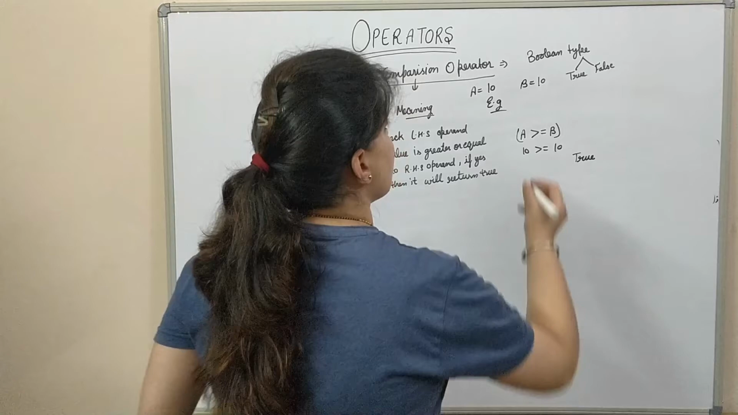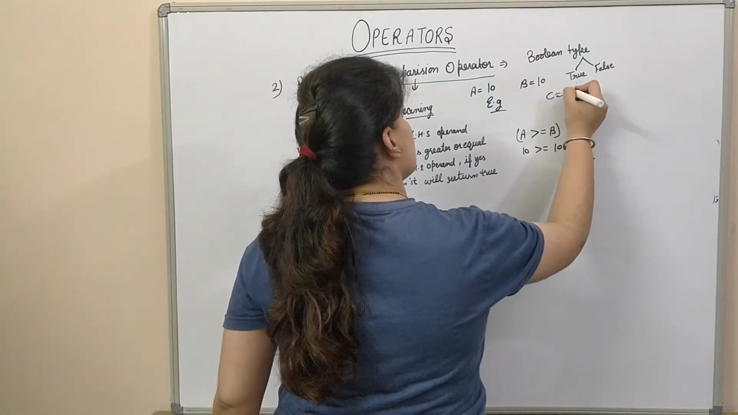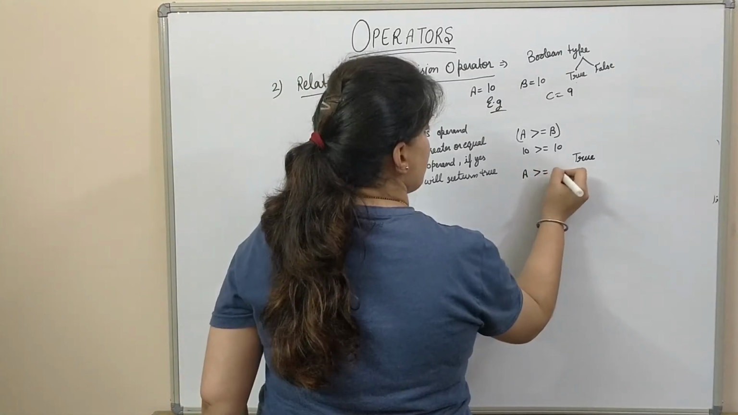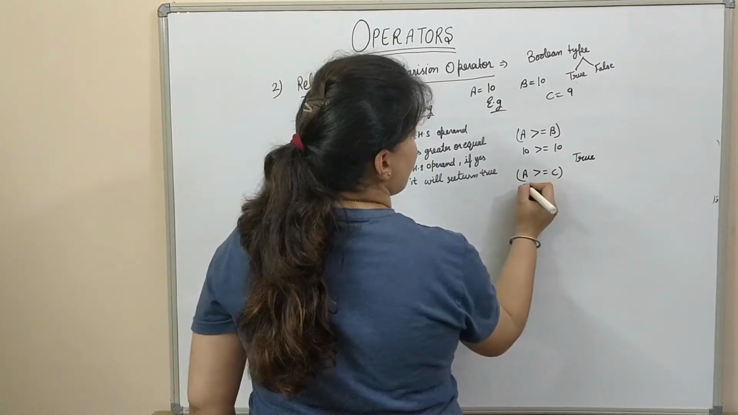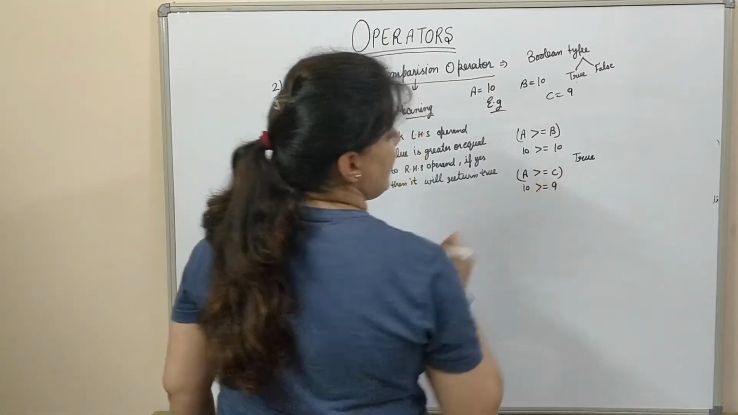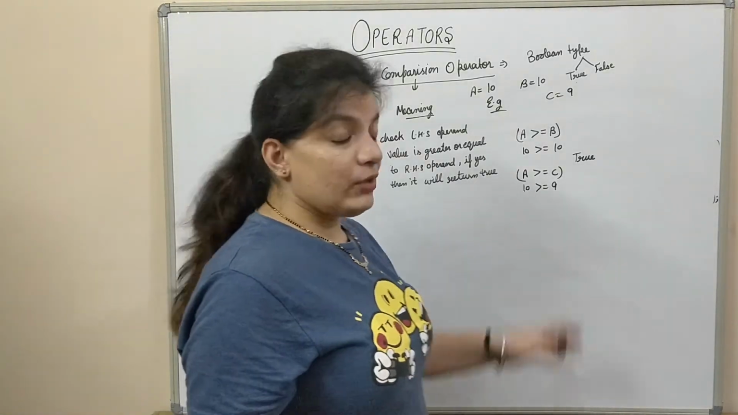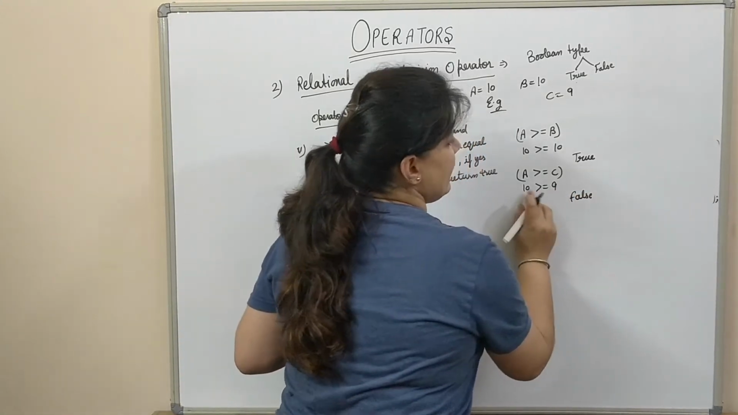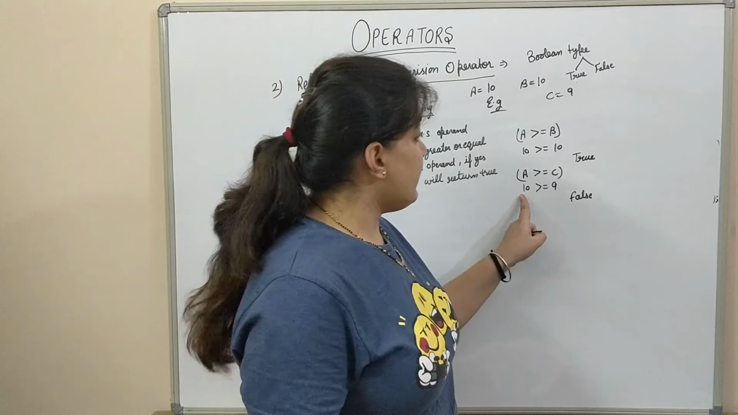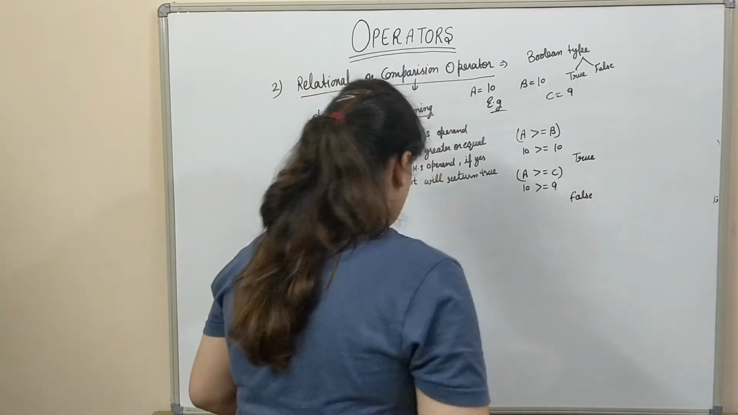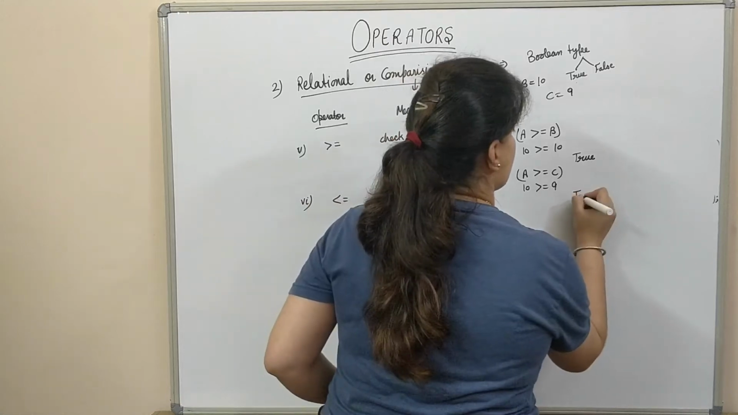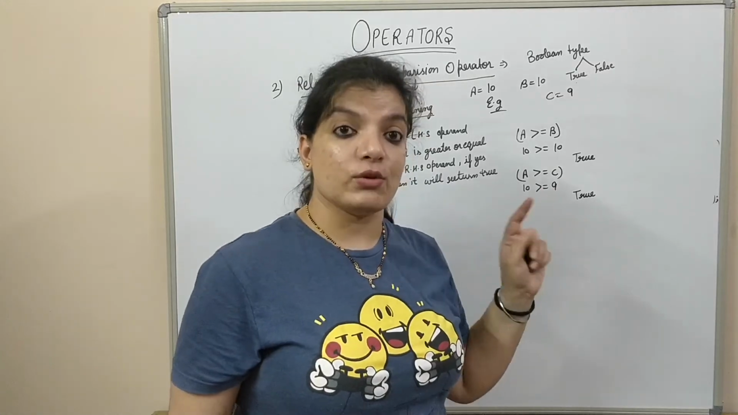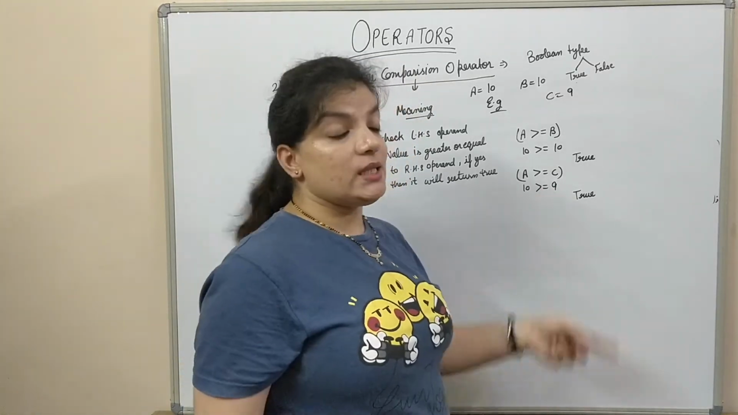Now taking one more example, C value is 9. Here I am writing A is greater than or equal to C. So what is the value of A? It is 10. C is 9. So what will be the output? The output will be true, because 10 is greater than 9, but 10 is not equal to 9. So one condition is true. That's why the result is true.